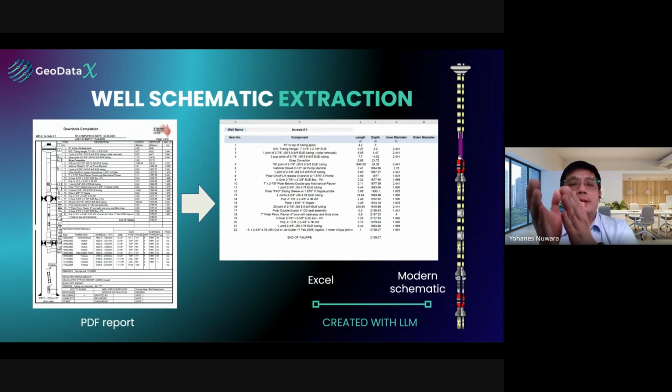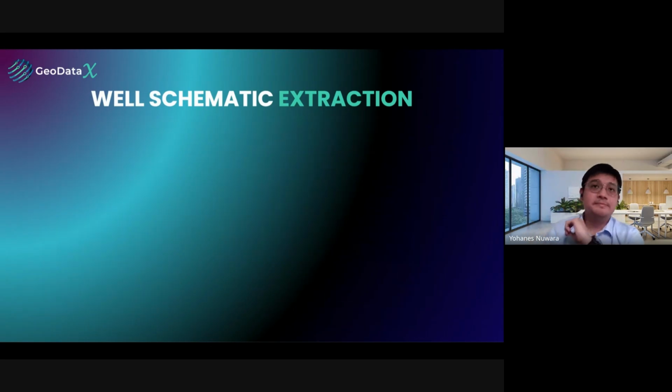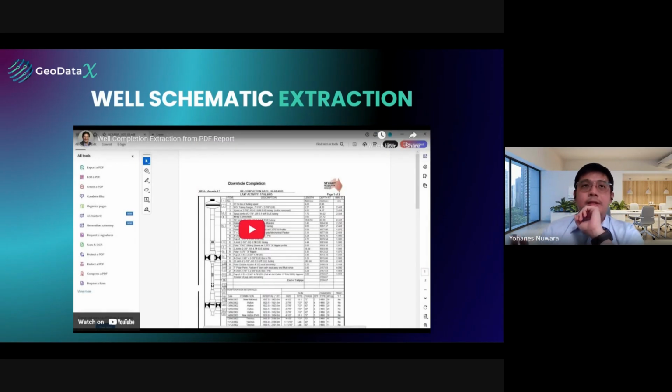So we have the Excel and also the modern schematic. If you see there, most of the reports have black and white diagrams. We can reconstruct this diagram into a more modern look. So we use AI entirely in this process. I'm going to show the video. This is just a quick demo of how we use the LLM to extract this data.